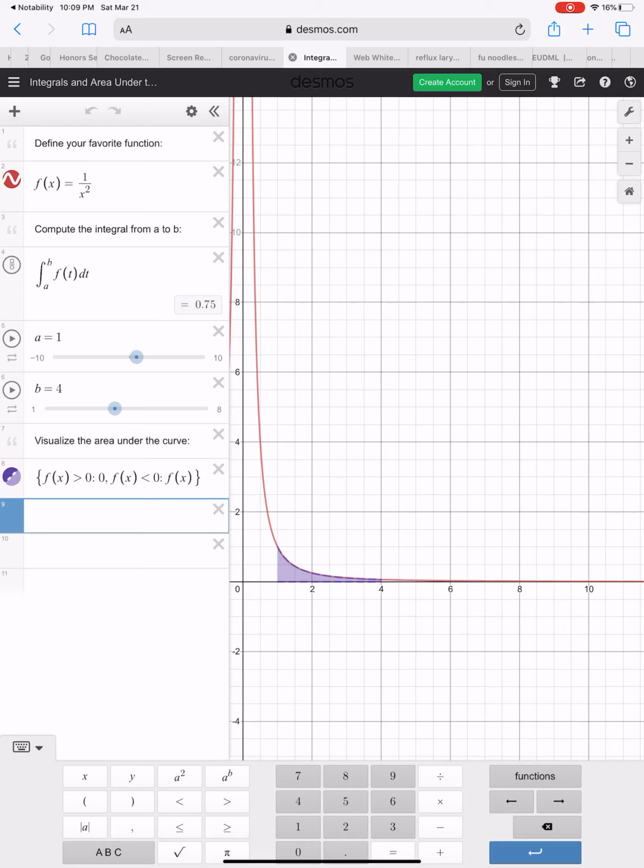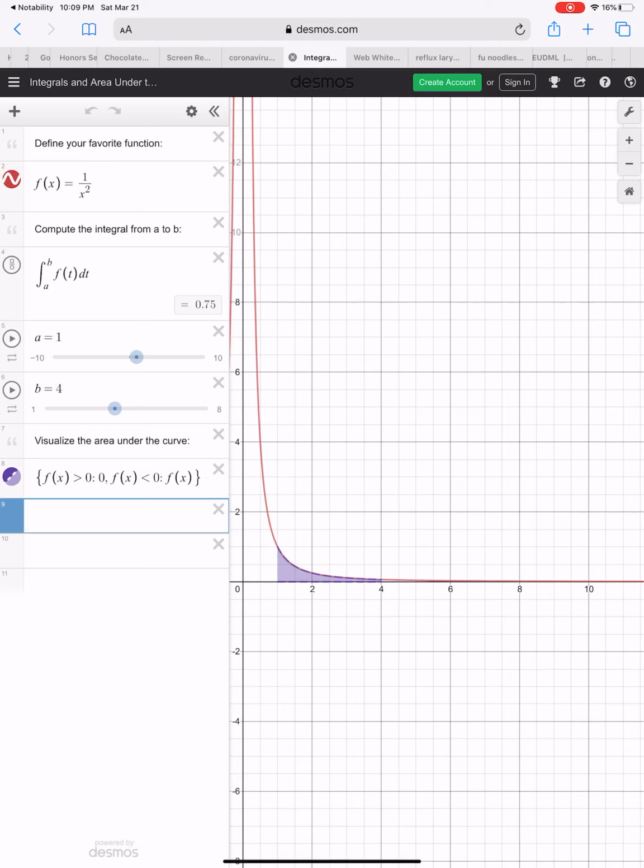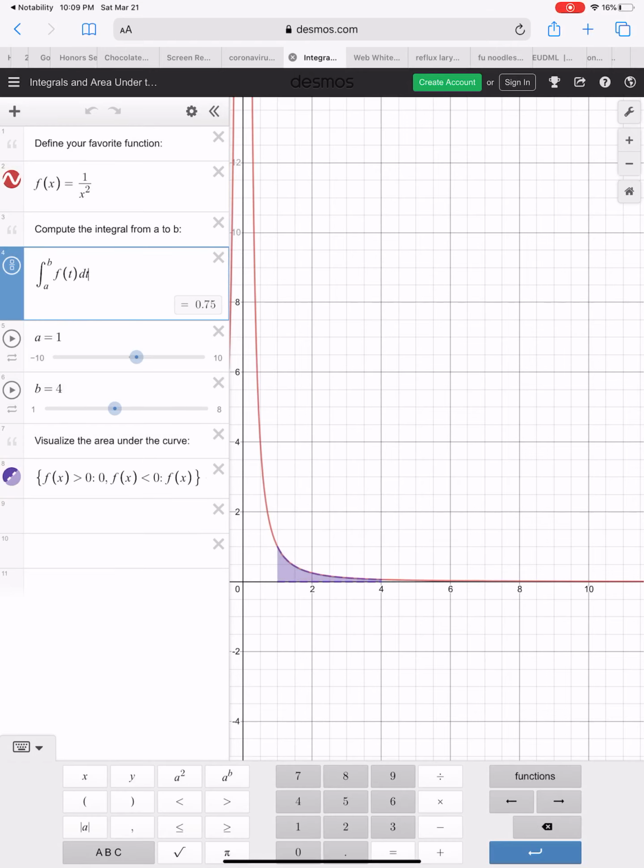You can see here that's the shaded purple region under the curve in the graph. And the other thing that you can see here in box 4 is you actually see what that integral evaluates to. So in fact, it's 0.75.